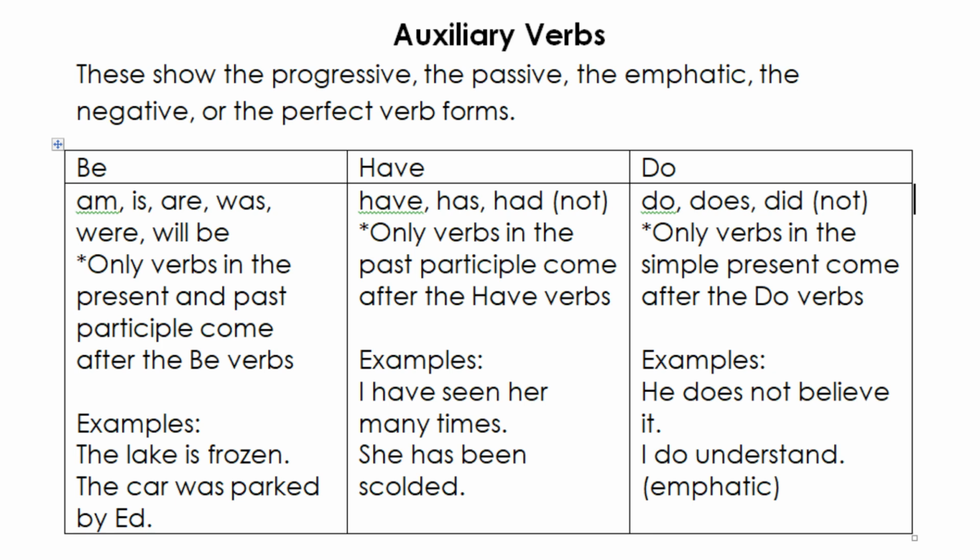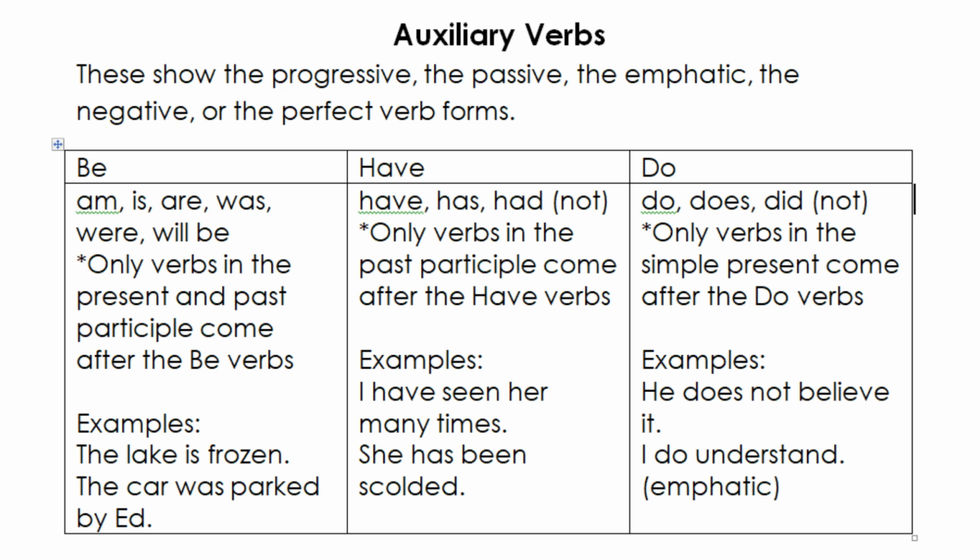The have verbs. Next, we have the have verbs: have, has, and had. These are used with the past participle form of a verb to show something that has already been completed. Examples: I have seen her many times. She has been scolded. In other words, whenever you use have or has plus a verb ending in ed or its past participle form, you're showing completion, a connection between the past and the present.